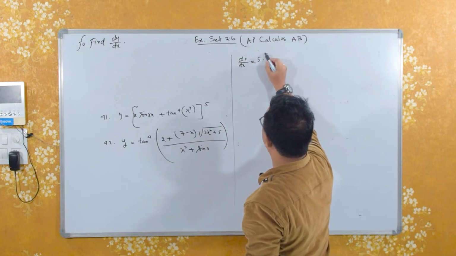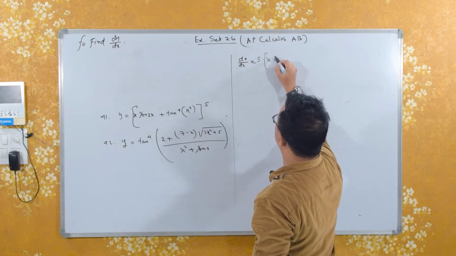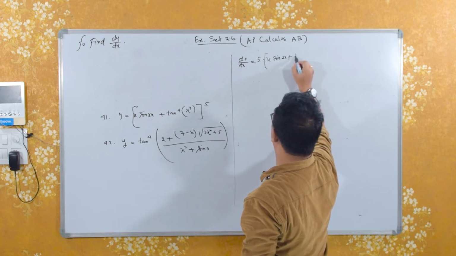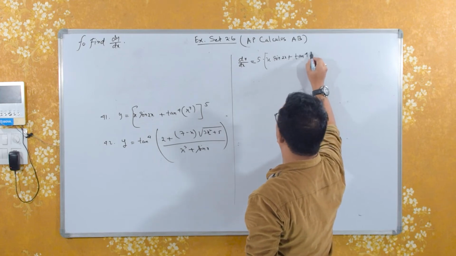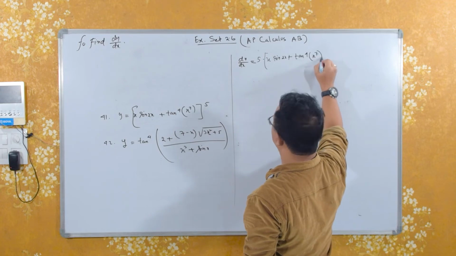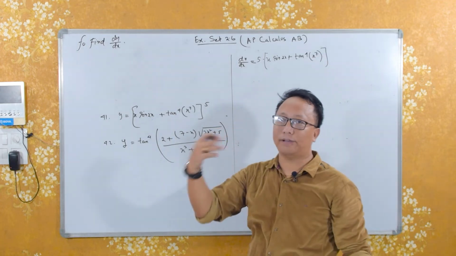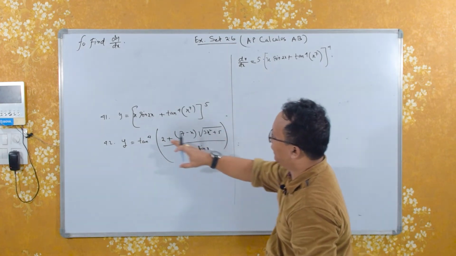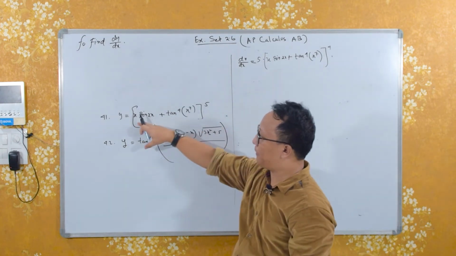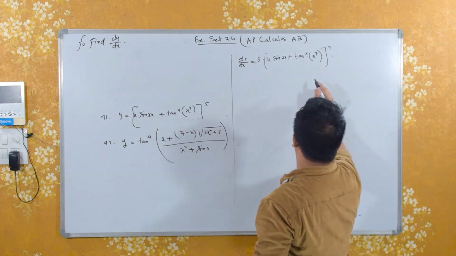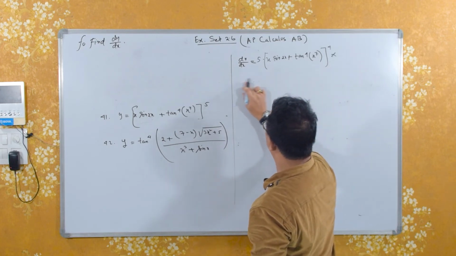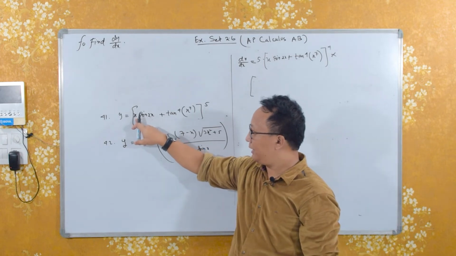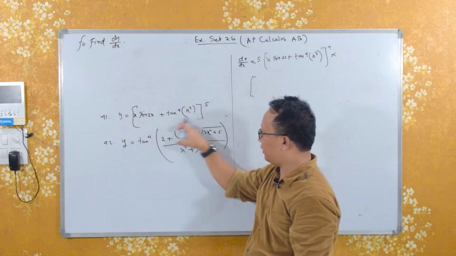So what we have is (x sin 2x + 10^4 x^7) raised to 4, since 5 minus 1 is 4, multiplied by d by dx of this whole bracket.